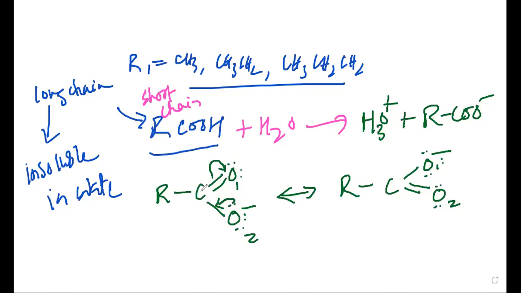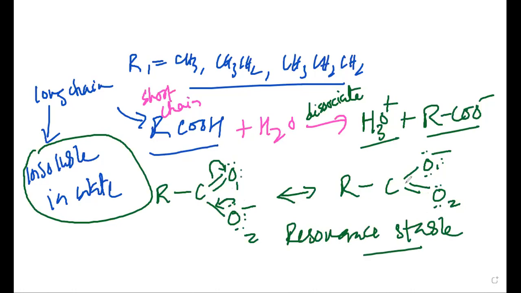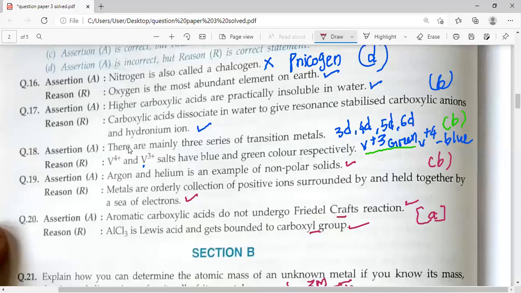You can see that if it is insoluble, then it will not dissolve into water, but if it is soluble, then it dissociates and produces hydronium ion and resonance stable carboxylate ion. So that is what our question asks us. Let me read once again for you, my dear students, that carboxylic acid dissociates in water to give resonance stabilized carboxylate anions and hydronium ion. That is what we have seen.